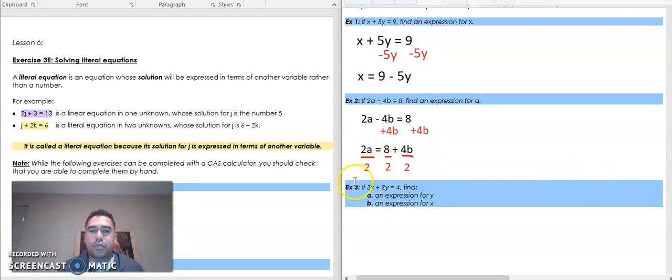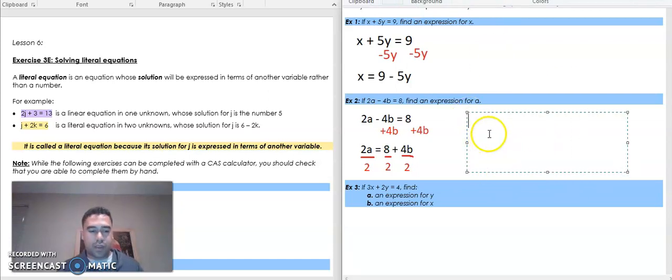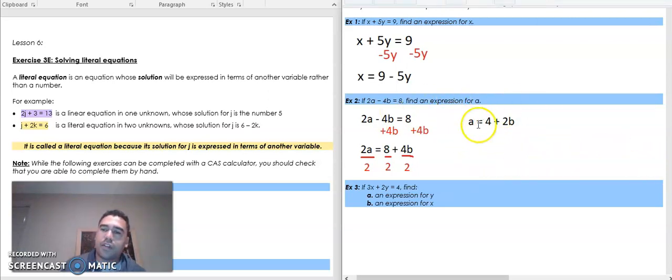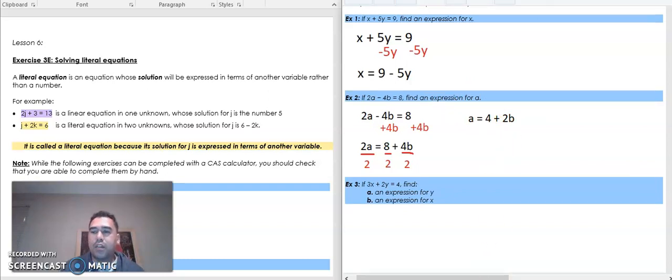The 2 divided by 2 will equate to 1, or 1 lot of a, which is what I'm trying to get to in the first place. So I'm left with 8. 8 over 2, or 8 divided by 2, will give me 4. And 4b divided by 2, how many 2's go into 4? That's just 2. So I'm left with 2 lots of b. And that right there will be the final answer to get a by itself. Okay.